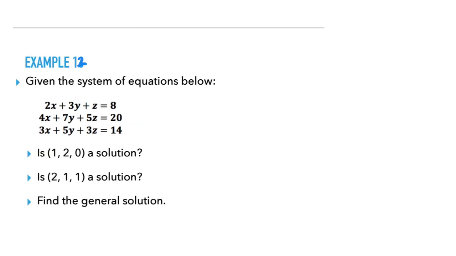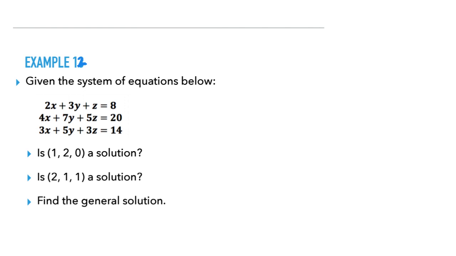In this example, we're presented with a system of equations that is clearly not homogeneous because there are not zeros on the right-hand side. However, we're going to use a homogeneous system to help us answer the questions. Our first question says, is (1, 2, 0) a solution to this system of equations? Well, this is simply a matter of plugging (1, 2, 0) into each of the three equations and seeing if it's correct.